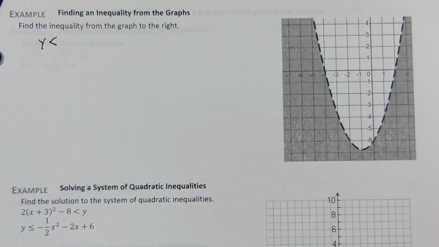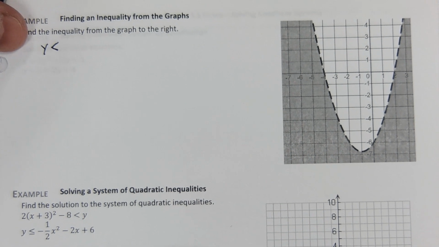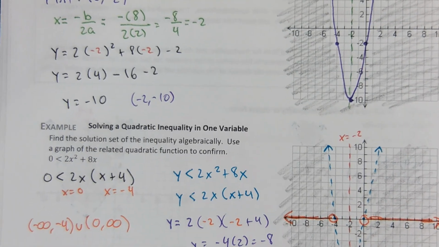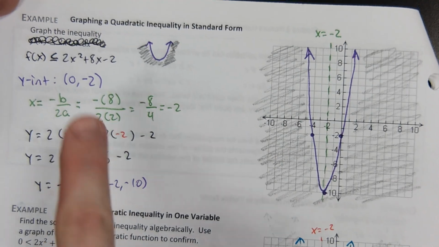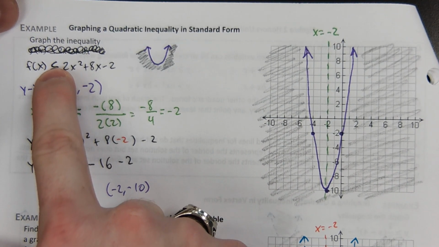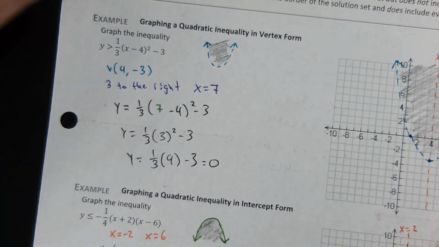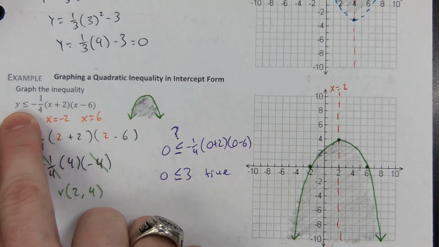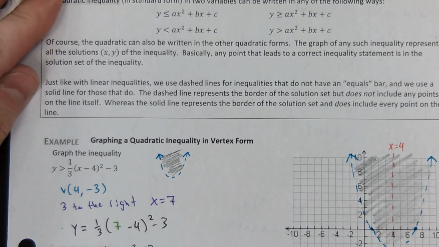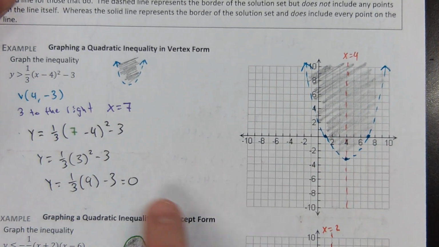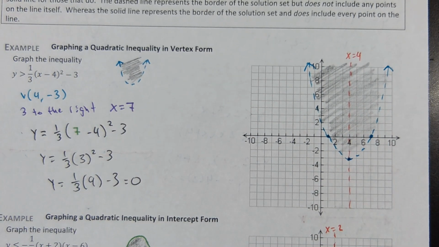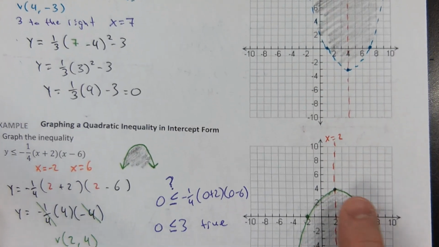Let's not say inside and outside. Let's look at what we did yesterday. This one says less than, so it's shaded below the vertex. This one also says less than, so it's shaded below the vertex. This one says greater than, it's shaded above the vertex. It doesn't matter if it's inside or outside. What matters is the shading above the vertex or below the vertex.